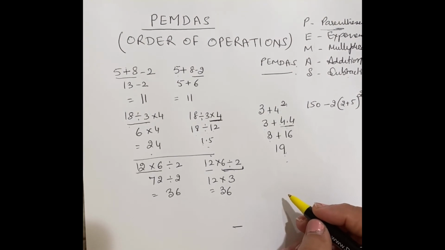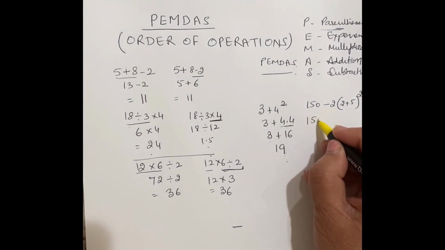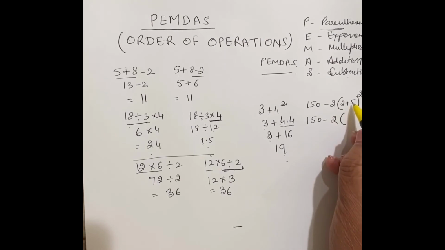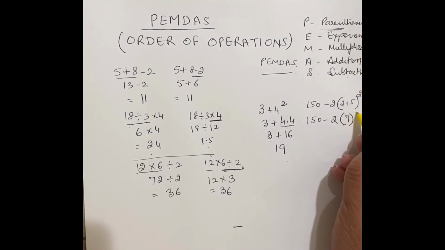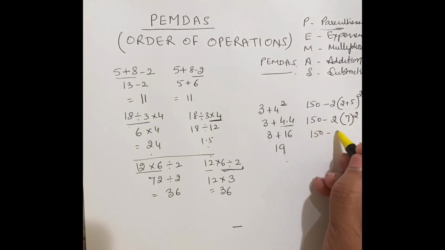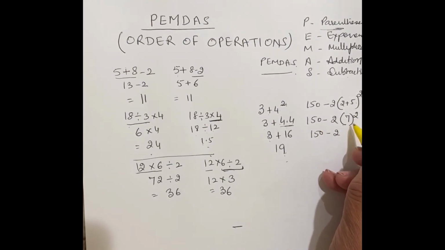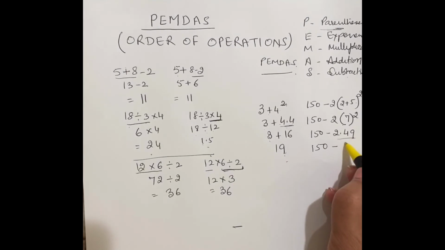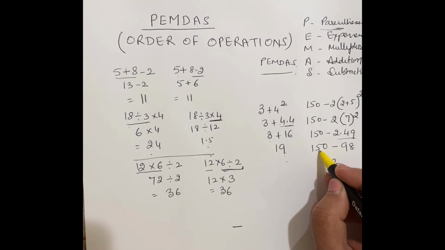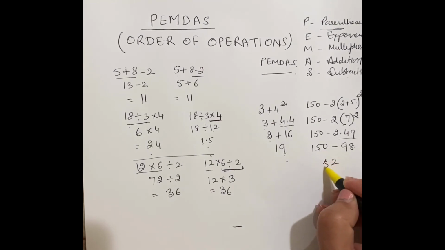Now we take the example of 150 minus (2 plus 5) square. Here, 2 plus 5 is 7. We are calculating the parentheses first and then the exponent. So 150 minus 7 square, now we will solve it. It will become 49. That means 150 minus 49, so the answer becomes 101.